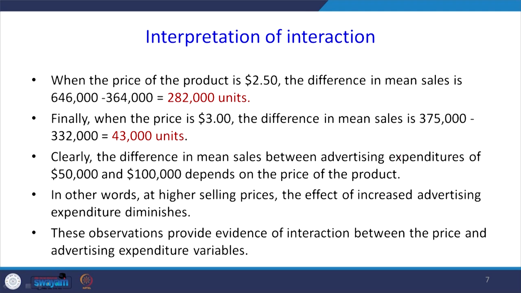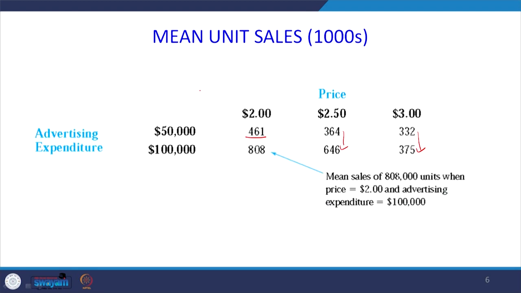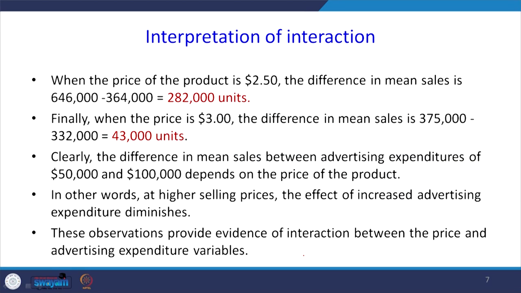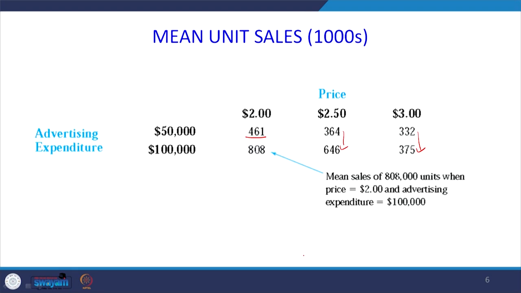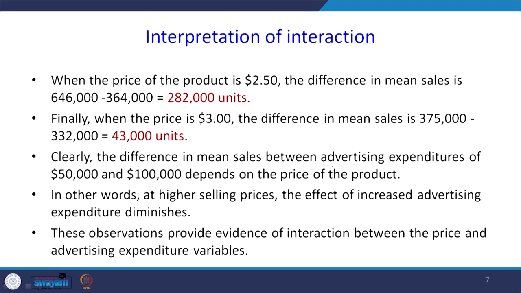This is the explanation for our previous slide. When the price of the product is $2.50, the difference in mean sales is $646,000 minus $364,000, which is $282,000. At $3, the difference in mean sales is 43. So, what is happening? The difference in the mean is decreasing.